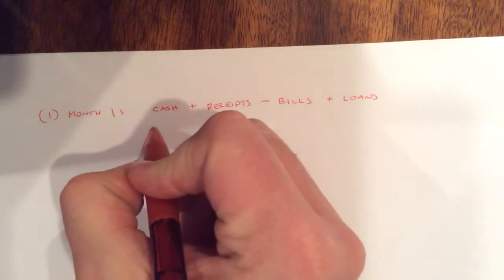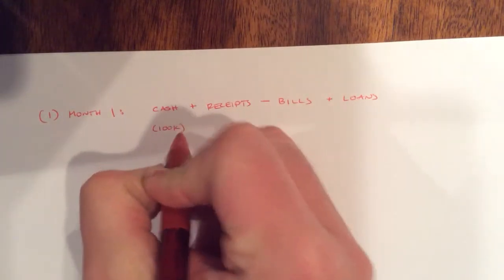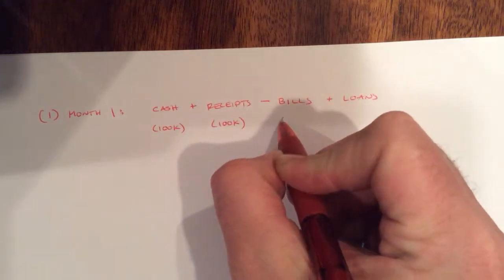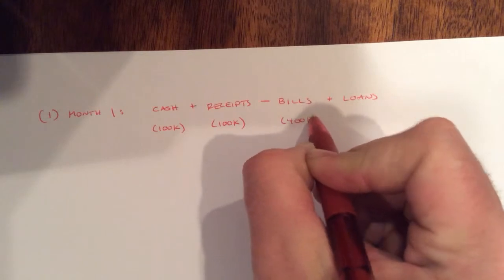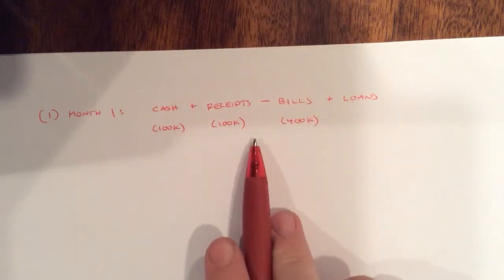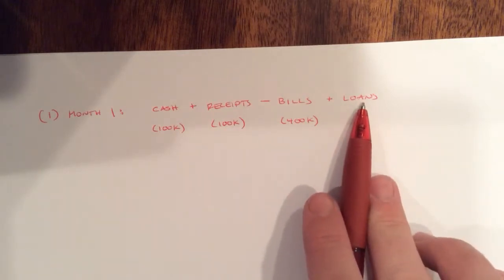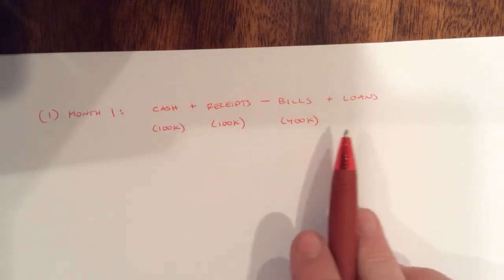So cash on hand is we have $100,000. Receipts, we had $100,000 in sales, but our bills are $400,000. So right now we're in the hole by negative $200,000. So we're going to need to take out a loan for at least that amount.